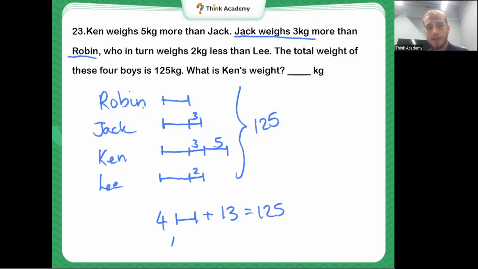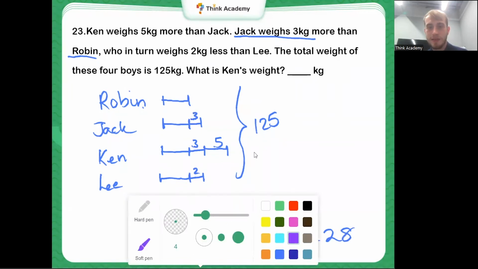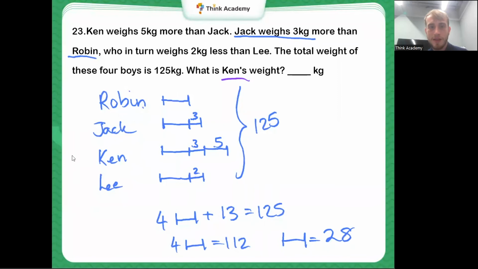So get rid of the 13 and you find that 4 segments, or 4 of Robin's weights, is equal to 112. Then you divide to find that one segment is equal to 28. That's not quite our answer yet, because it asks for Ken's weight. Ken is this one here, which is equal to 28 plus 3 plus 5. So you add together the 28 for Robin's line segment and the 3 and 5, which gives you 36 for the weight of Ken. So that's how we can do question 23.